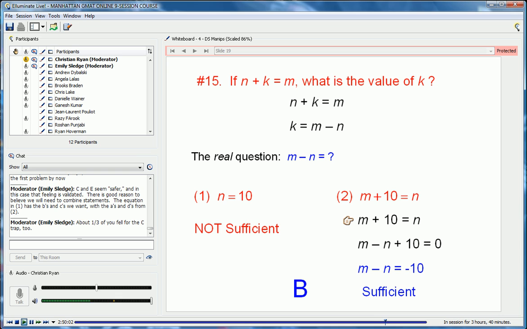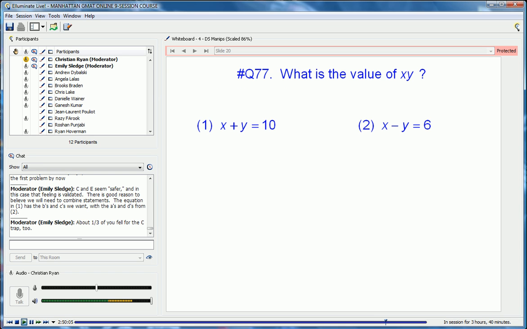So just deal with it on its own. The correct answer here is B. And finally, what is the value of xy?